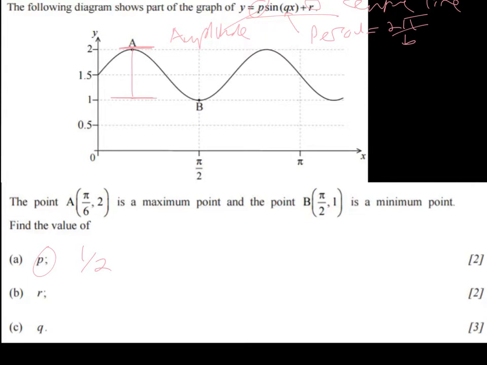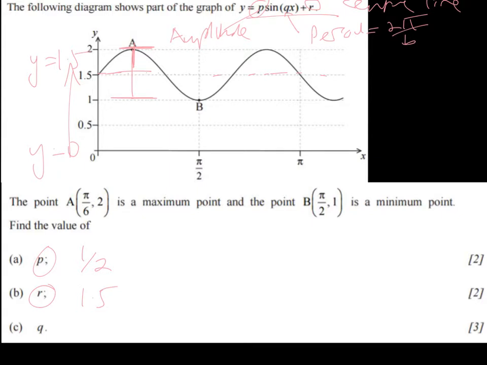The other way you can think about it is find the principal axis or the centre line, which is here, and then it's just the difference from the centre line to either a maximum or a minimum, which clearly is also going to be a half. R then is the centre line. Well, we've already looked at the centre line here. Normally on your standard trigonometric function, the principal axis goes through the line y equals 0, but we can see here it's moved up by 1.5, so the centre line is now 1.5, which means that r is going to be 1.5.